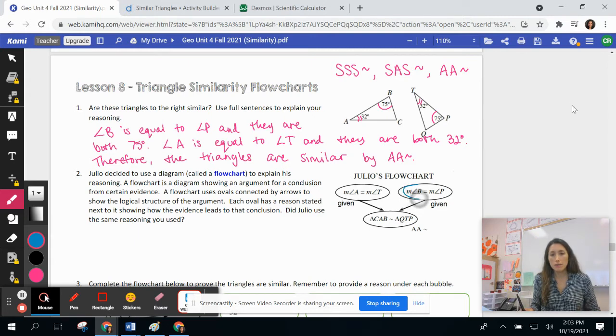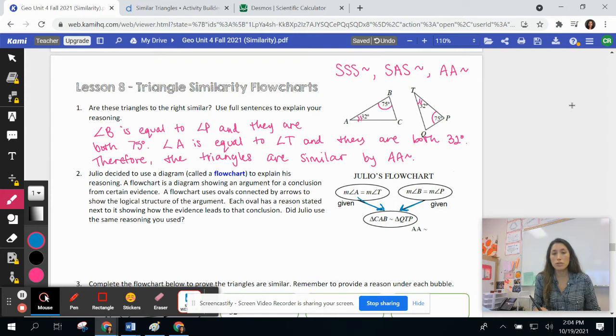Our other piece of information here is angle B and P. Okay, they are both 75. They're equal to each other. That's given information. And then you can see here this flow chart has arrows pointing to what that proves. So if we have two angles that are the same, that proves the triangles are similar. And the reason that they're similar is because of this angle, angle. Okay. So we want to know, did Julio use the same reasoning?